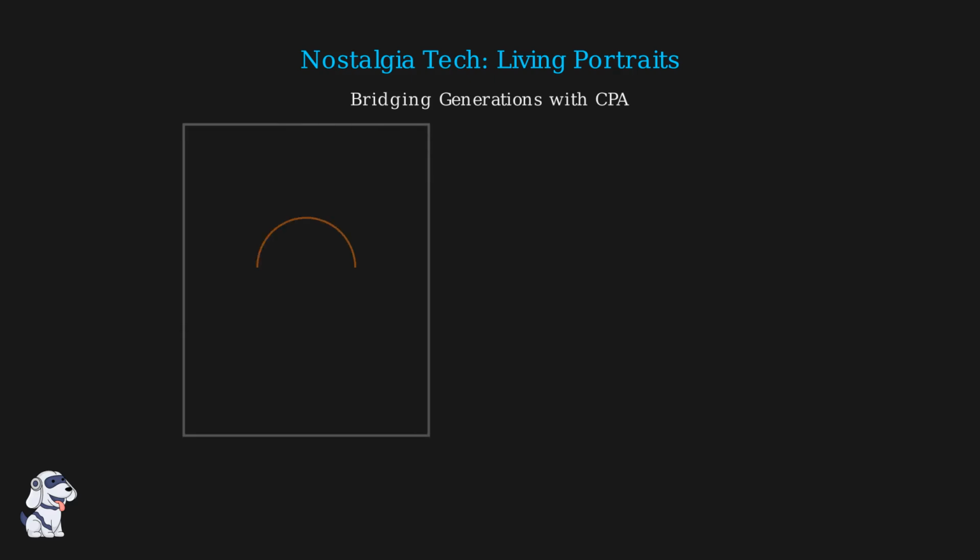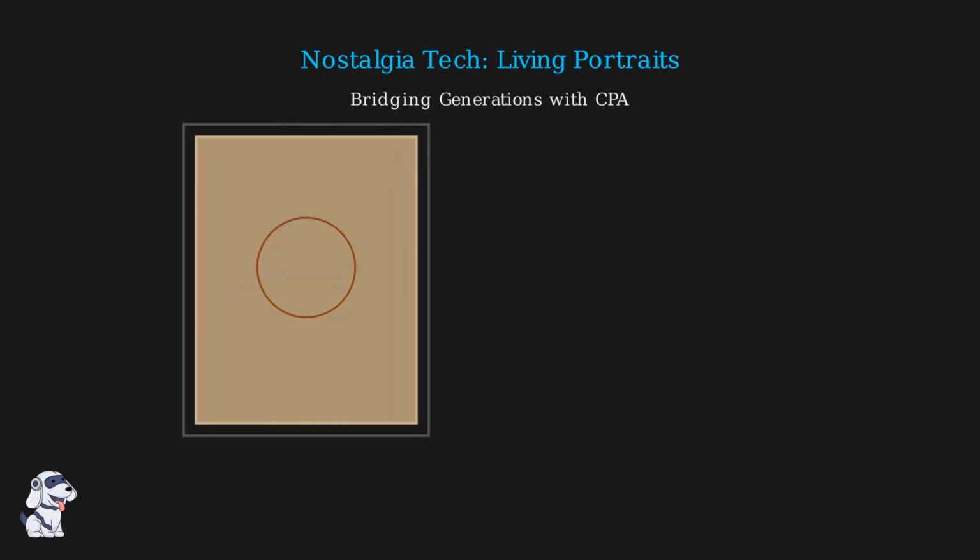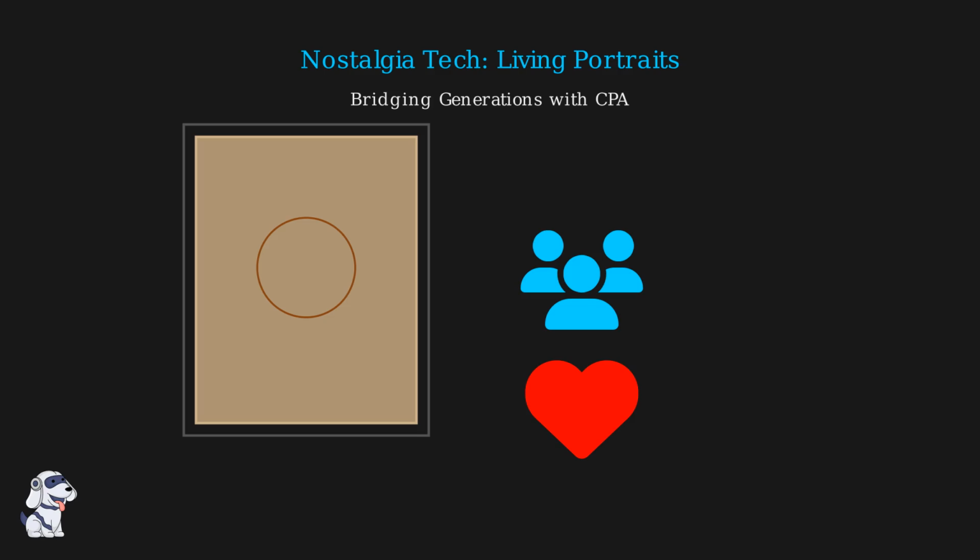Nostalgia tech is transforming how we connect with our past. By applying cinematic photo animation to historical images, we are creating what we call living portraits. In genealogy and family heritage platforms, these animations take a static, often faded ancestor photograph and introduce subtle, lifelike motion. This process moves beyond simple editing. The AI builds a depth map, allowing the background and subject to move independently. It transforms a flat record into an emotional, living experience.